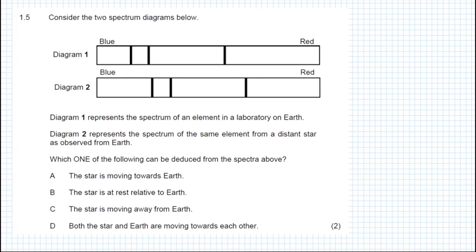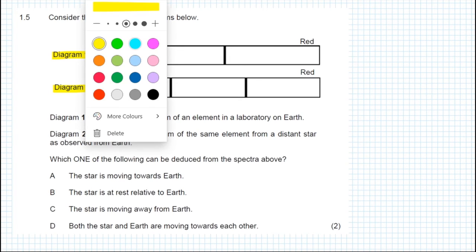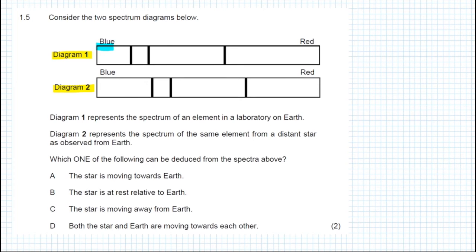Question 1.5 says, consider the two spectrum diagrams below. We have diagram number 1 and diagram number 2. If we look at both diagrams, we can see on the left-hand side the word blue, and on the right-hand side we see the word red.